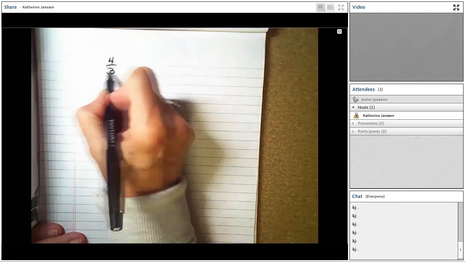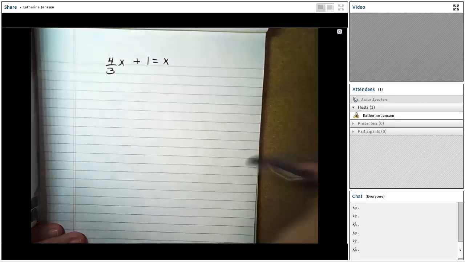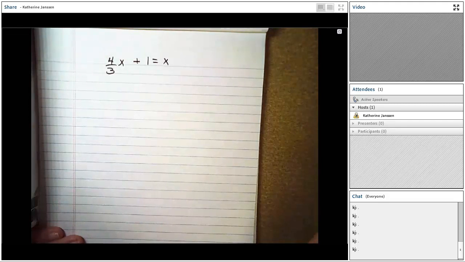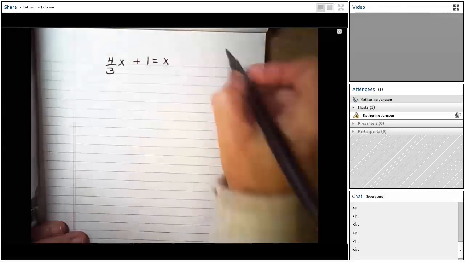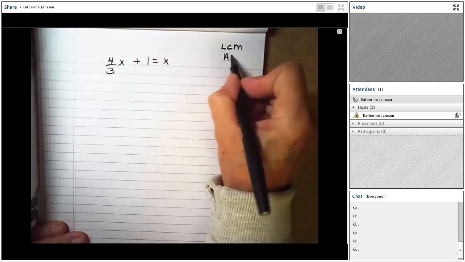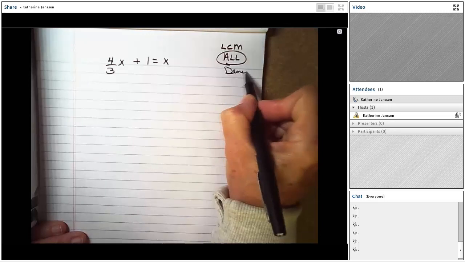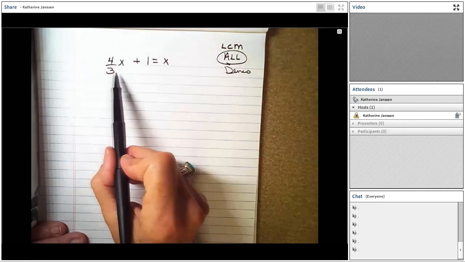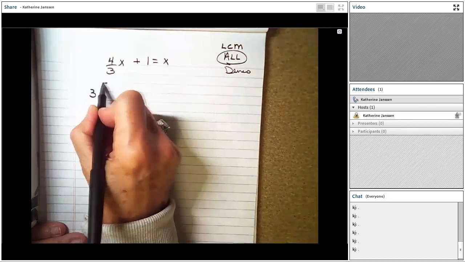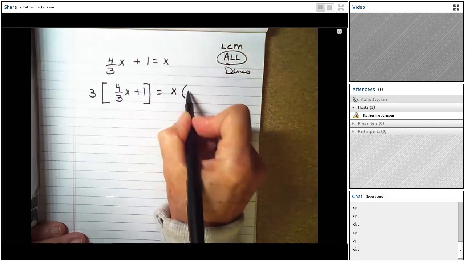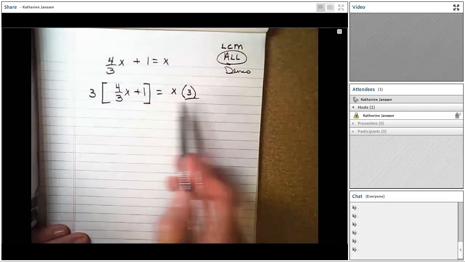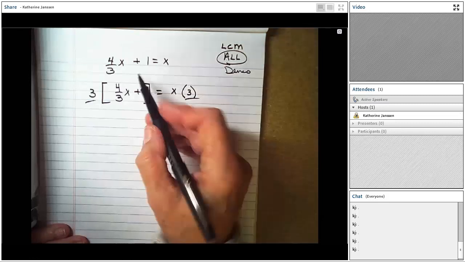Four thirds x plus 1 equals x. We're told that if we have fractions in an equation, if we multiply by the least common multiple of all, the key is here, all denominators, we can get rid of fractions. So let's see, there's only one denominator here, 3. So I'm going to multiply all terms on all sides. So on both sides of the equation, I'm going to multiply by the least common denominator, which is 3 in this case.